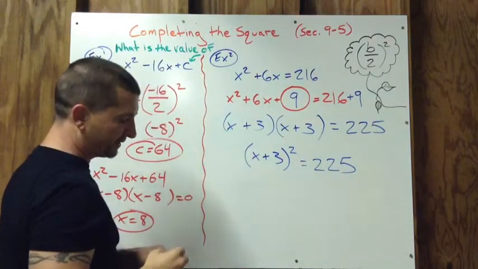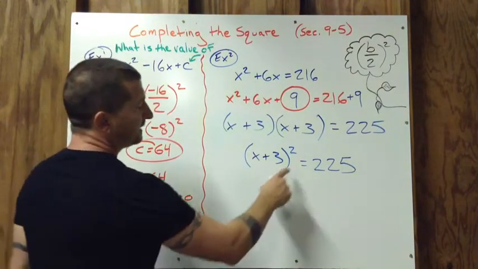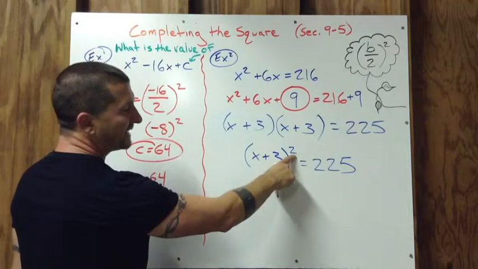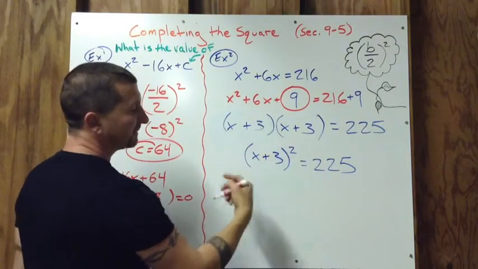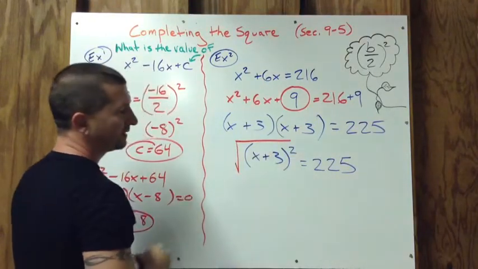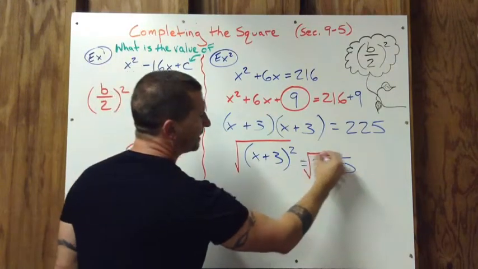Now, watch carefully. This is where we step into a little bit of new ground. To eliminate our exponent of 2 being squared, we take the square root of this side of the equation. Since we're doing it to the left, we also do it to the right.